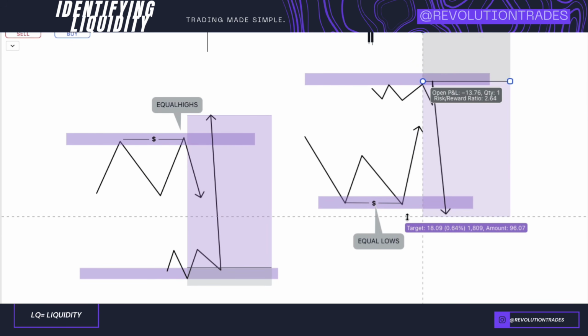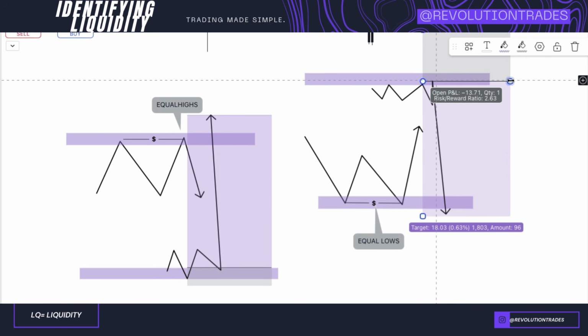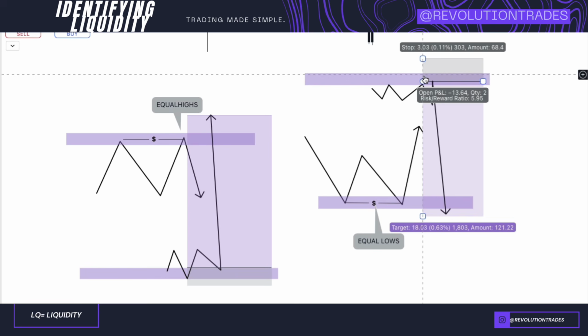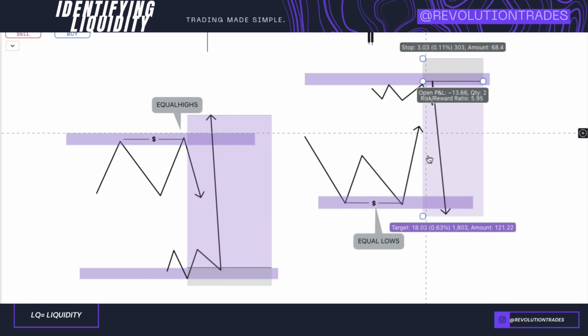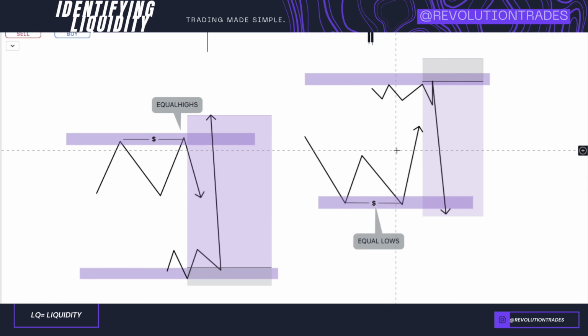Okay, something like this. Beautiful. So you can then target these equal lows, because you know they need to be taken out. So that is equal highs and lows in my little animation drawings. Now I want to show you guys real examples with candles.